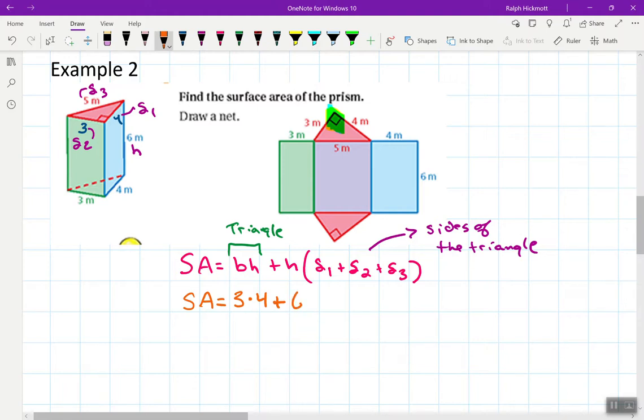So I'm going to put 6 here, and then I'm going to put 3. Well, I labeled S1 4, S2 3, and S3 5. Now I have a complete formula. So I'm going to say this again.